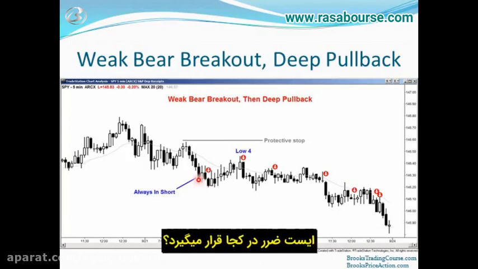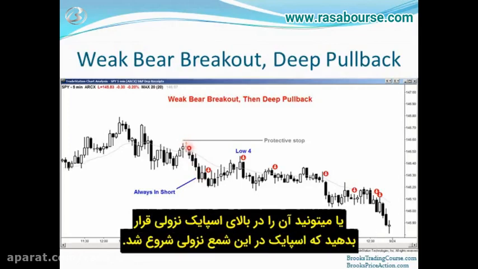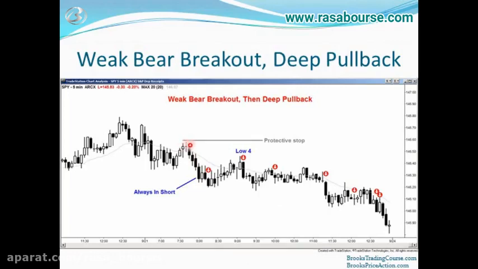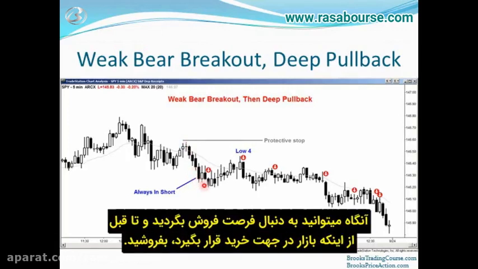And where does their stop go? Above the top of the spike. You could put it above the most recent lower high, or above the top of the bear spike. The bear spike began with this bear body. To me, I would probably put it above the lower high. And once you decide that it's always in short, you keep looking for opportunities to sell until the market becomes always in long.